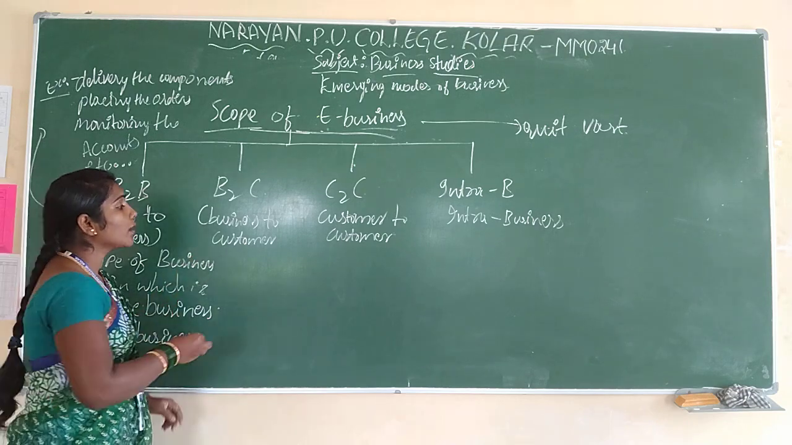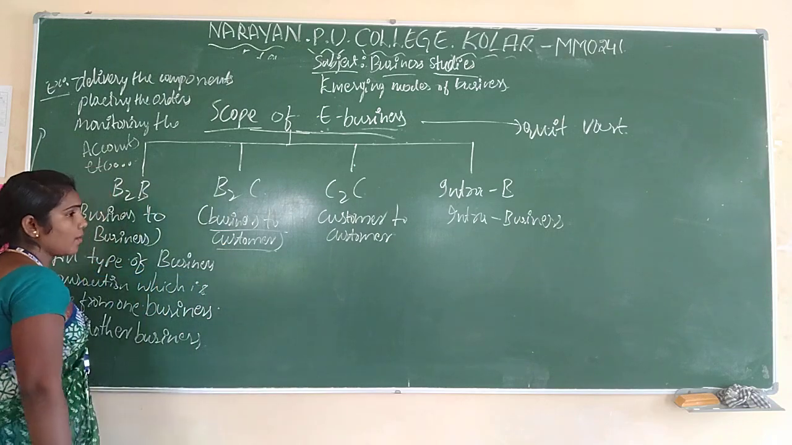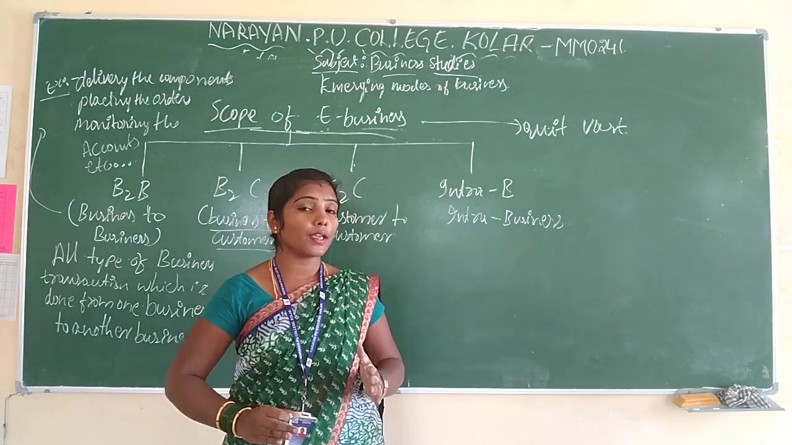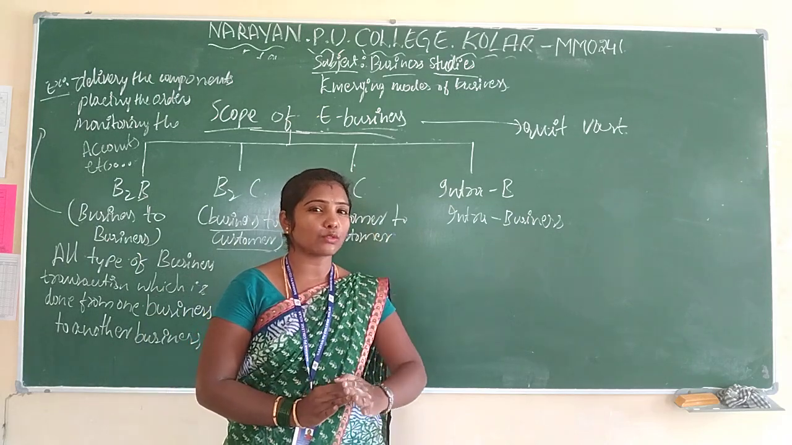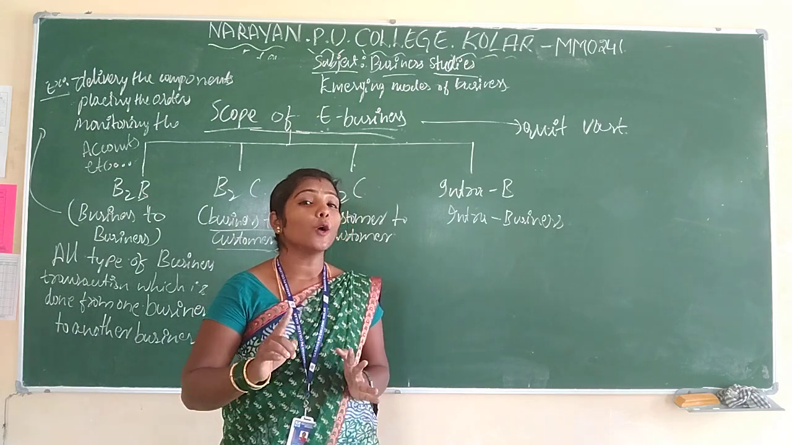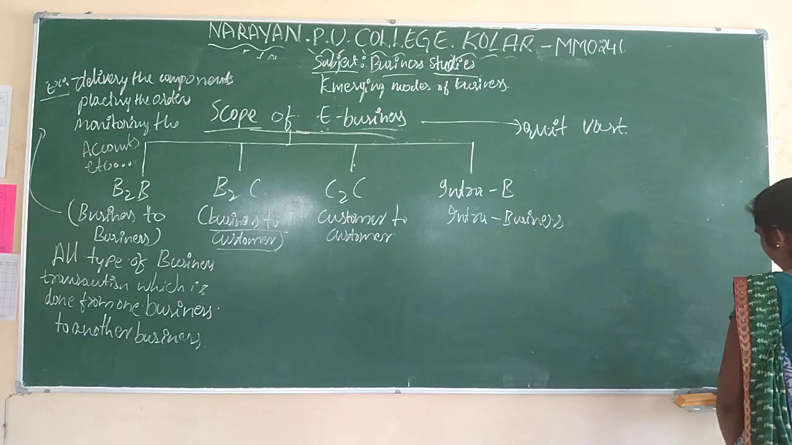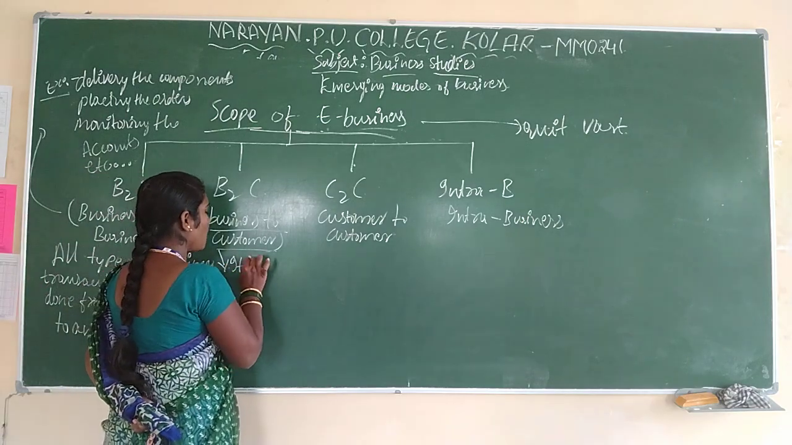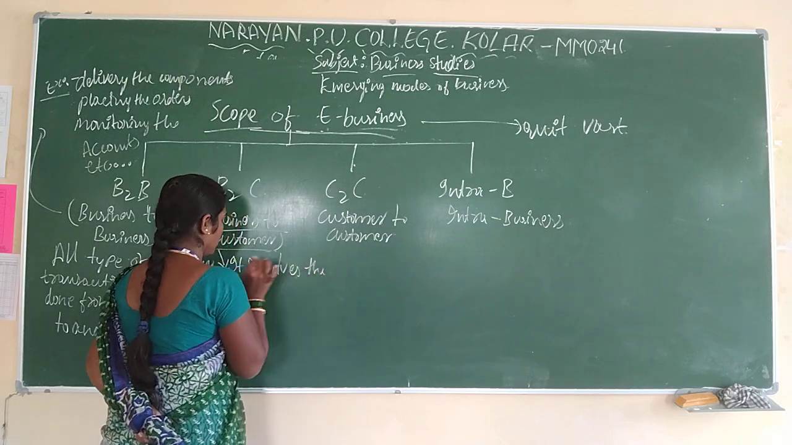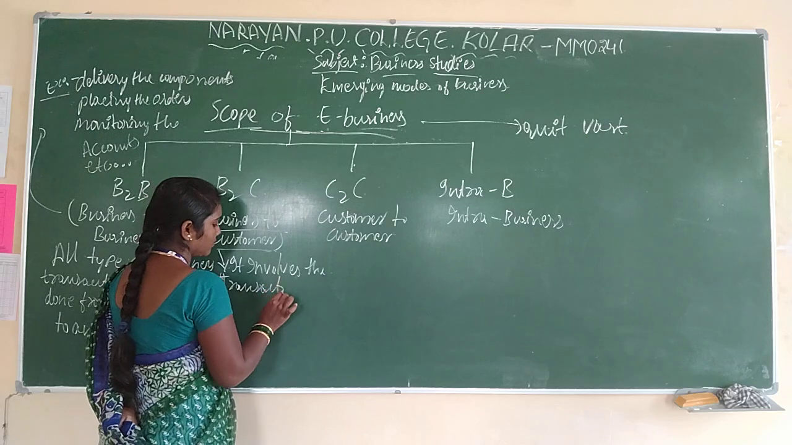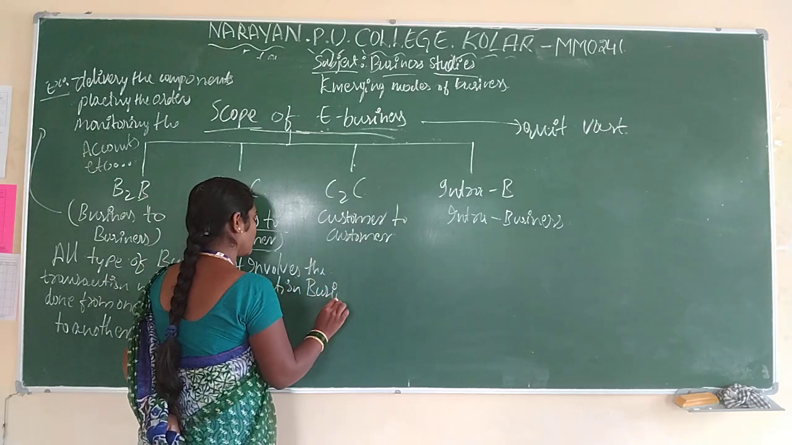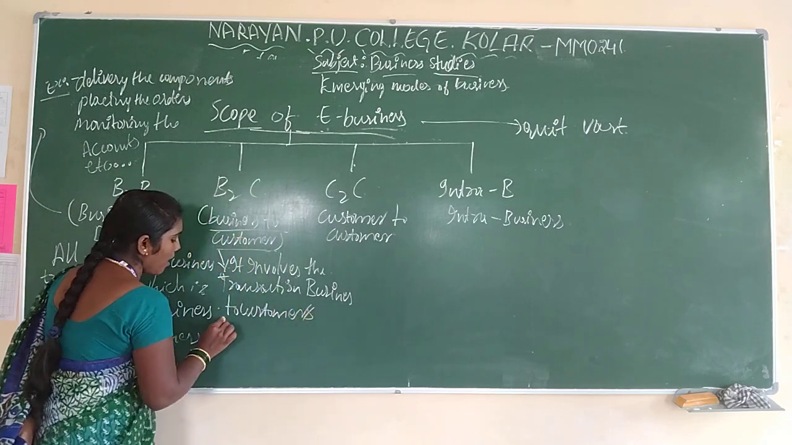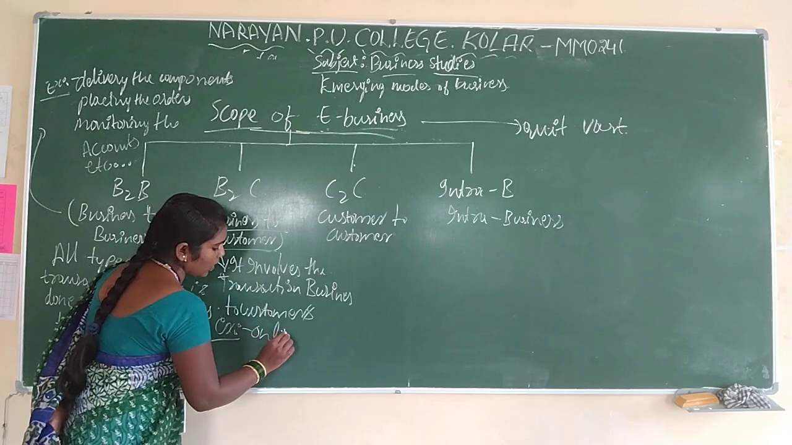Next thing is business to customer. Business to customer means it involves the transactions between the business and the customers. It is called business to customer. Example, online shopping.